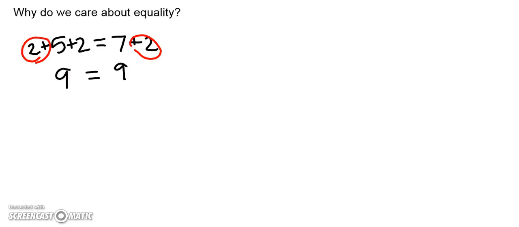Let's try this. Would it still work if I subtracted from both sides? So if I subtract 3, it's really important that I pay attention to where I write my minus 3 on this side.